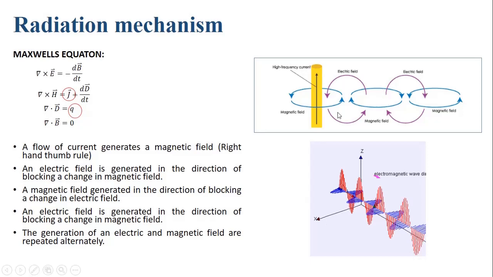So in this way, the electromagnetic wave propagates away from the source, and we can say the radiation has taken place. Basically, radiation is nothing but the process of transmitting the energy.